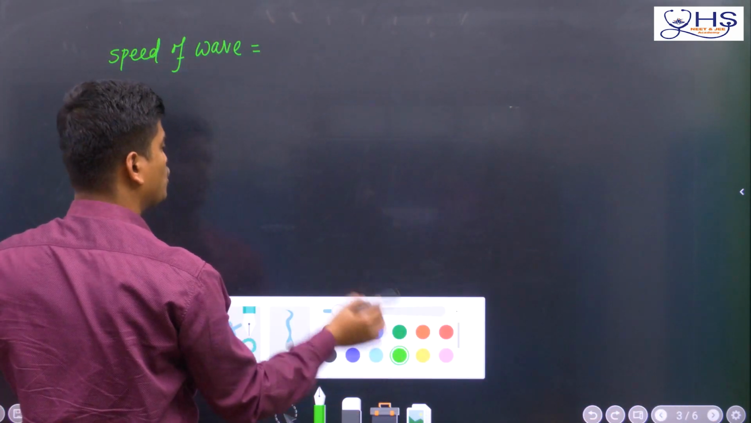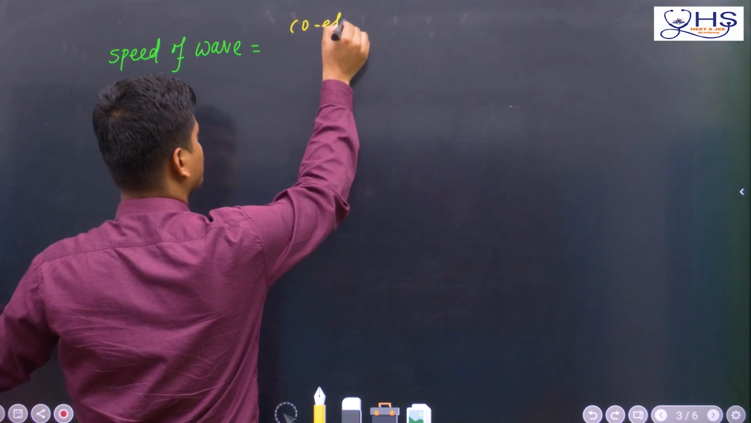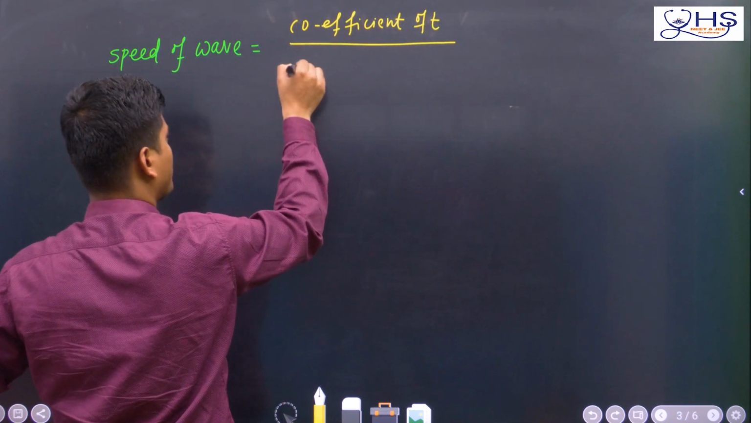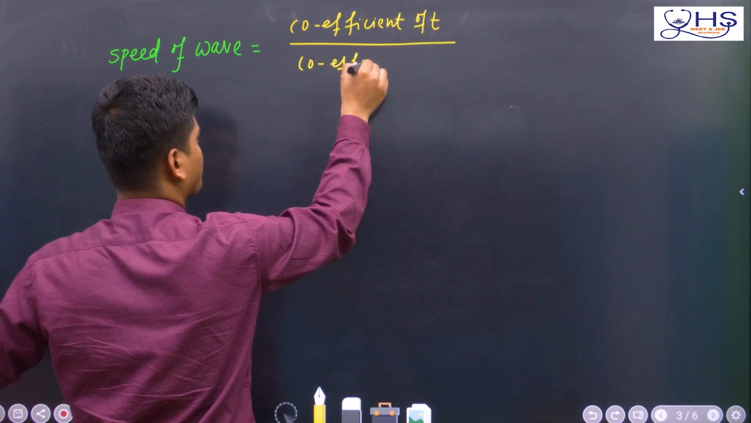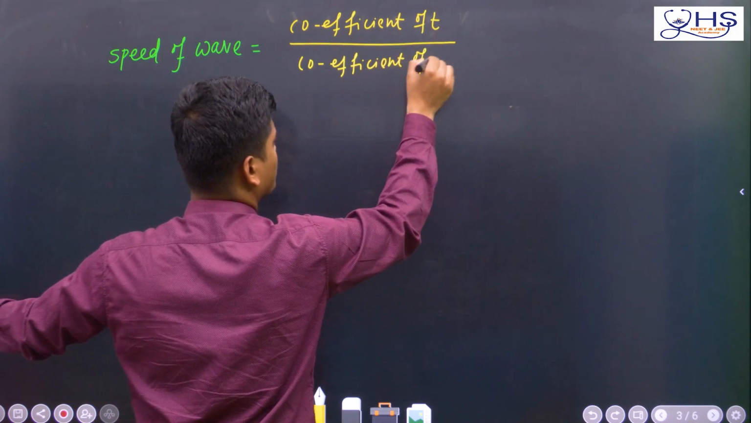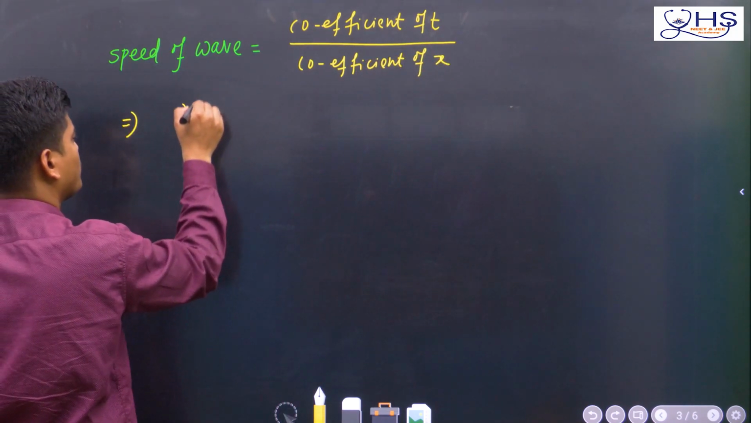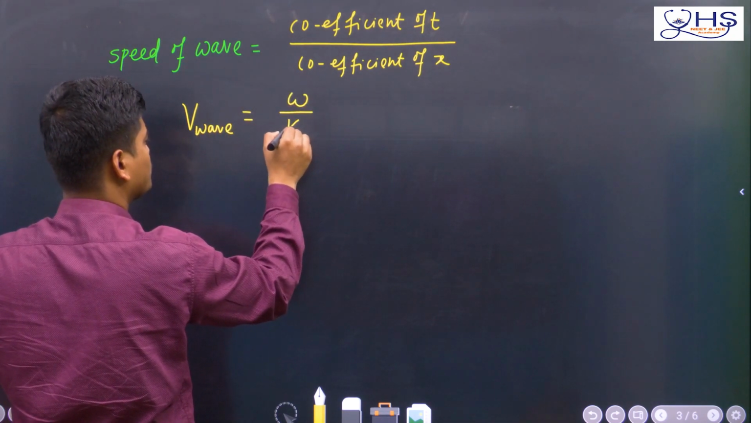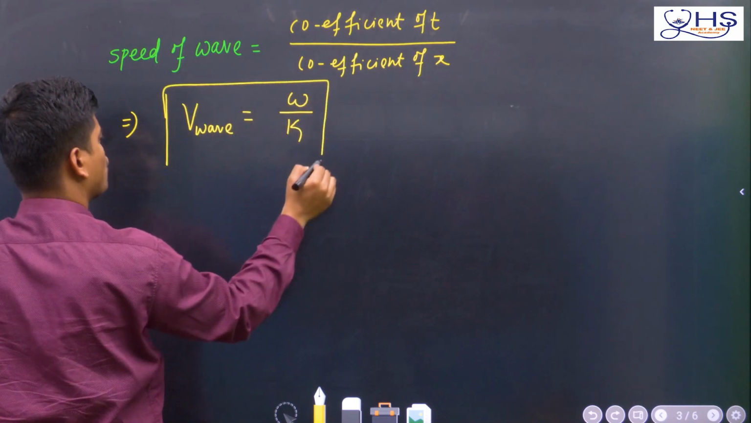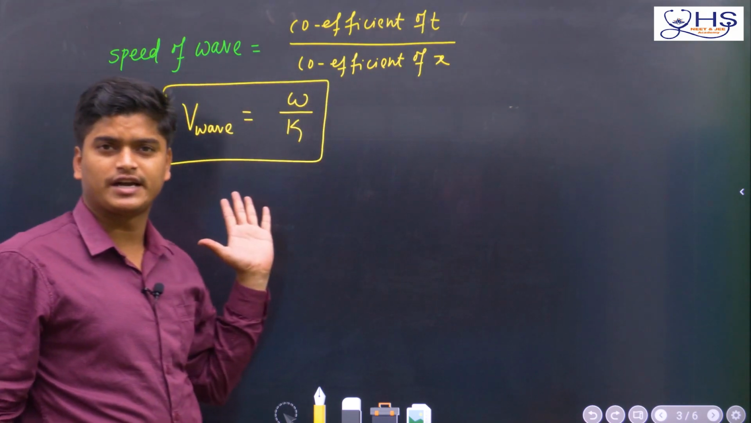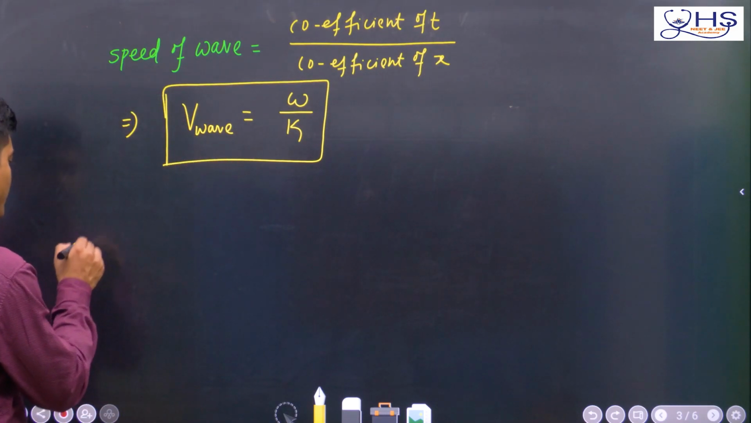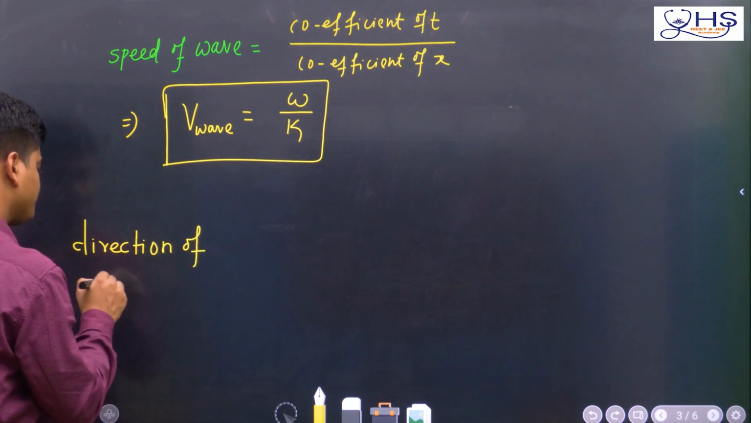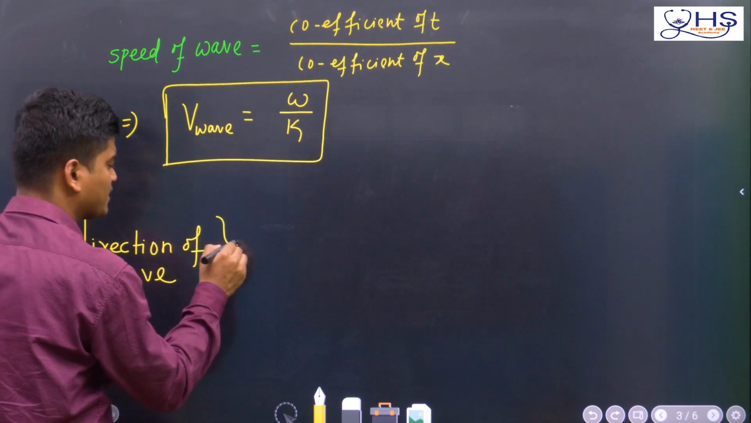So let me write here. Coefficient of t divided by coefficient of x. So that means what can I write? The speed of a wave is nothing but omega, because the coefficient of t is basically omega, so omega by k is coming. So speed you understand. Now we will find the direction. So now we will find the direction of the wave, what is the direction of the wave.